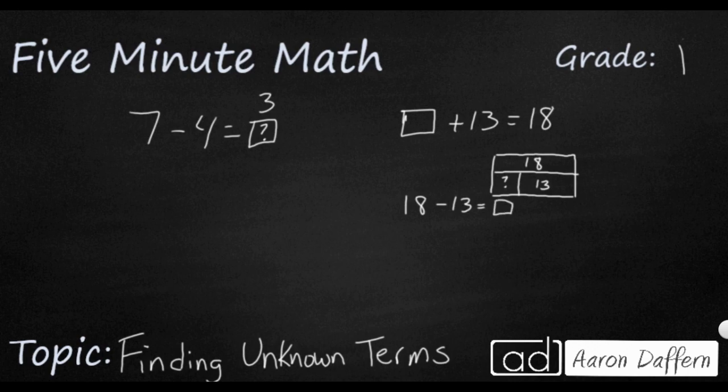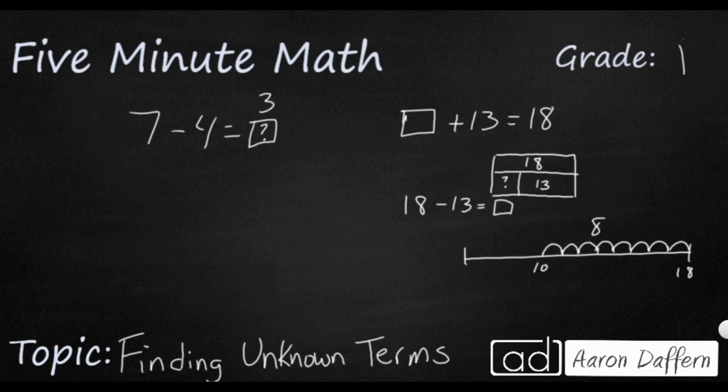So if I'm starting at 18 and counting back 13, let's take a look at a number line here. And let's say we've got 18, and I'm just going to make 13 jumps back. So I'm going to start counting 17, 16, 15, 14, 13, 12, 11, 10. Now let's go ahead and just count our jumps here. I've made 1, 2, 3, 4, 5, 6, 7, 8 jumps.